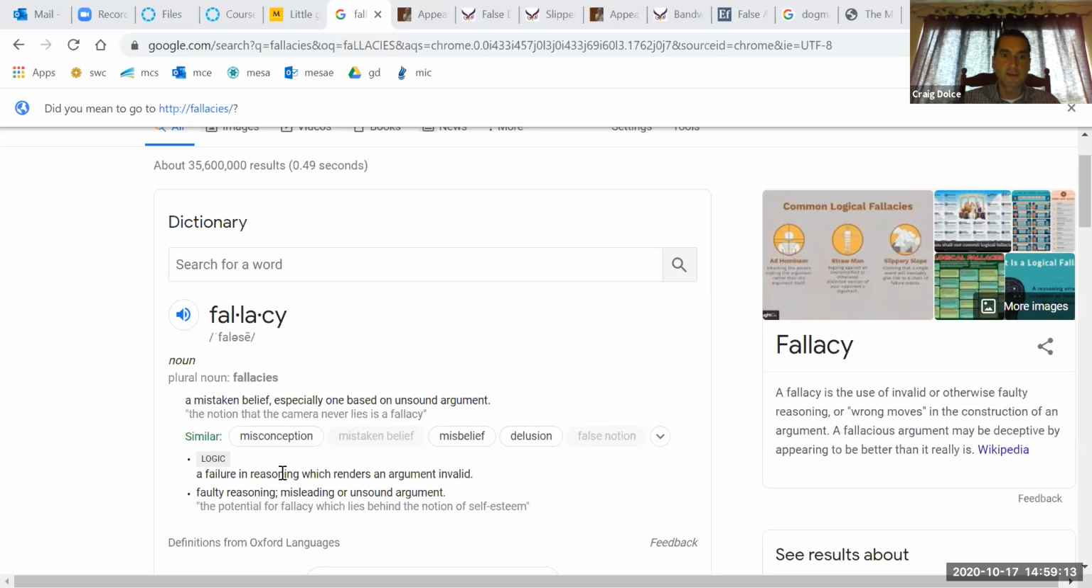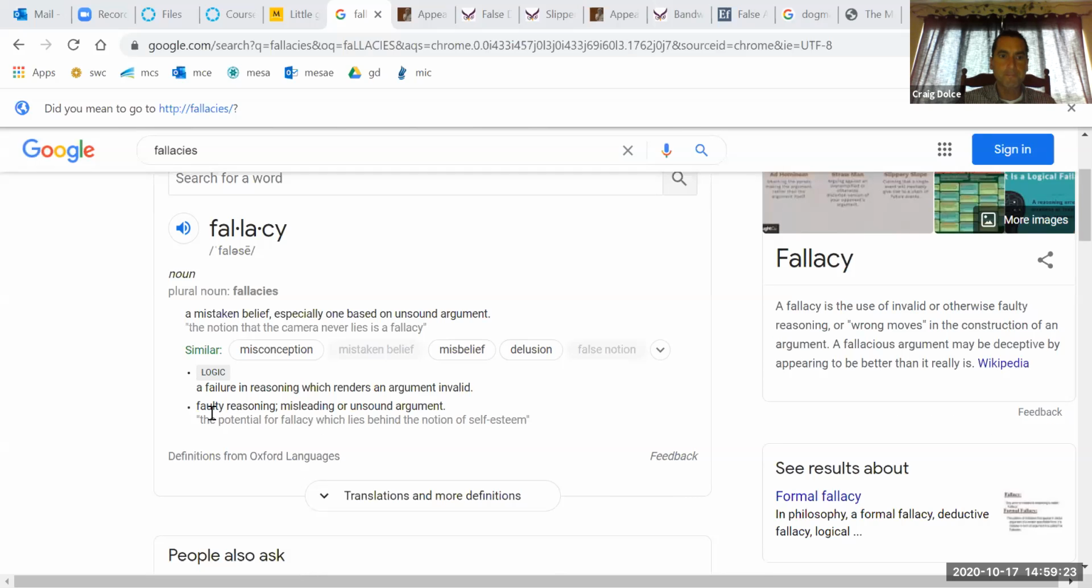So a fallacy is a mistaken belief, especially one based on an unsound argument. There's no logical reasons to support it. A failure in reasoning which renders an argument invalid, faulty reasoning, misleading, or unsound judgment. And the definition here, I just Googled the word. A fallacy is the use of invalid or otherwise faulty reasoning or wrong moves in the construction of an argument. Fallacious argument may be deceptive by appearing to be better than it really is.